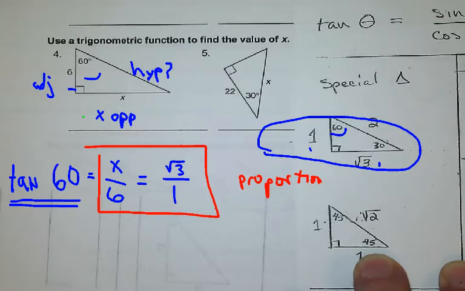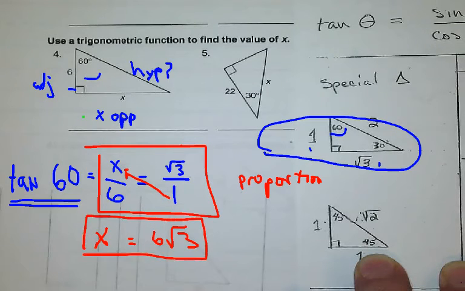So how do I solve a proportion? I cross multiply. So 1 times x, I have to take the bottom of this one times the top of that one. That's x. 1x is x equals 6 times square root of 3. Hey, believe it or not, we're done. How big is x? X is that big. Oh, wow. So we did it. Let's do it again.